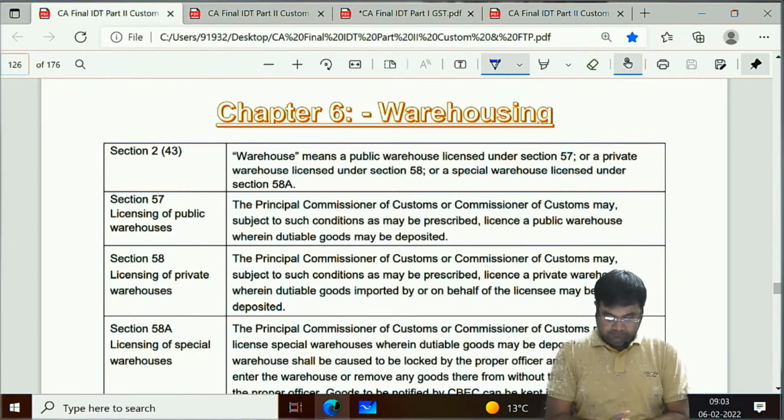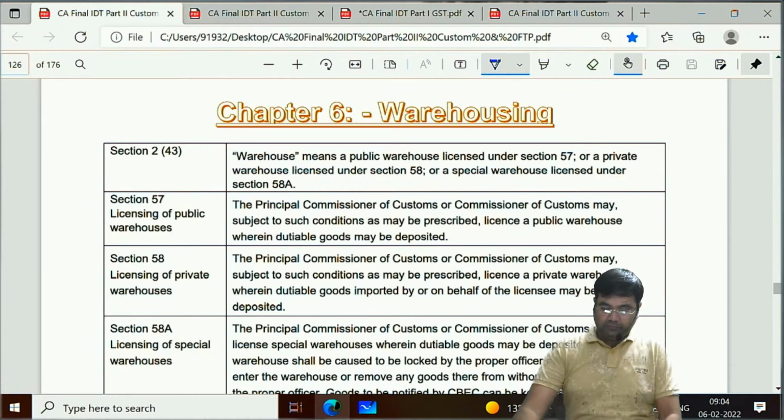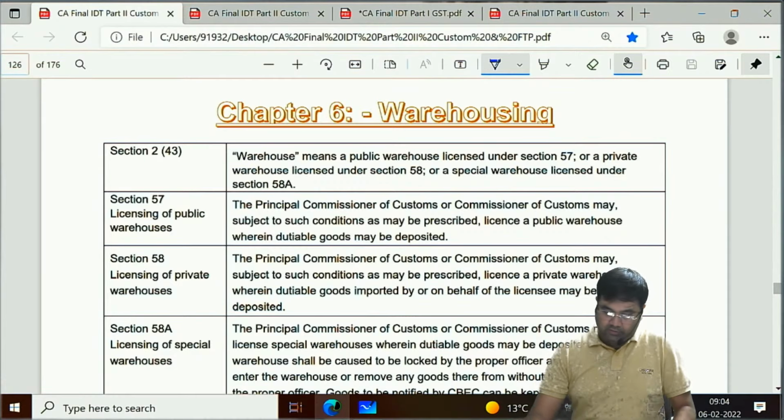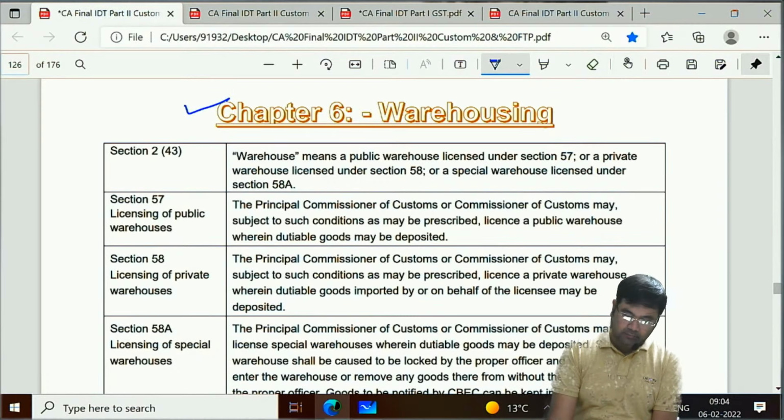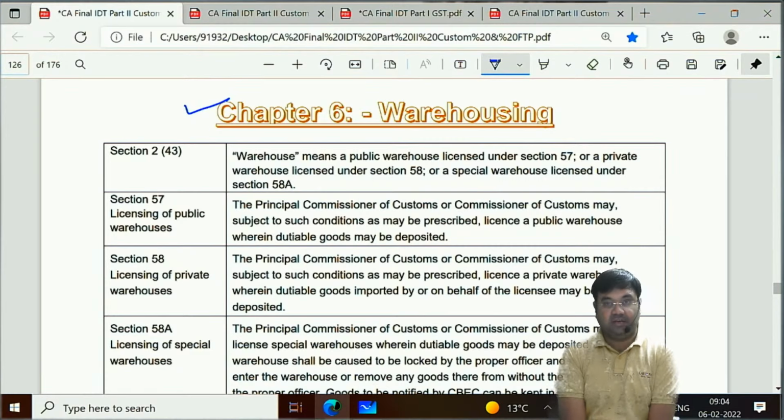Good morning, everyone. So, today we are going to do chapter 6, warehousing. This chapter is important from exam point of view. Why is it important? Because this was removed from the syllabus 3 years back, if I remember correctly. Now, this chapter has been reintroduced in the syllabus.